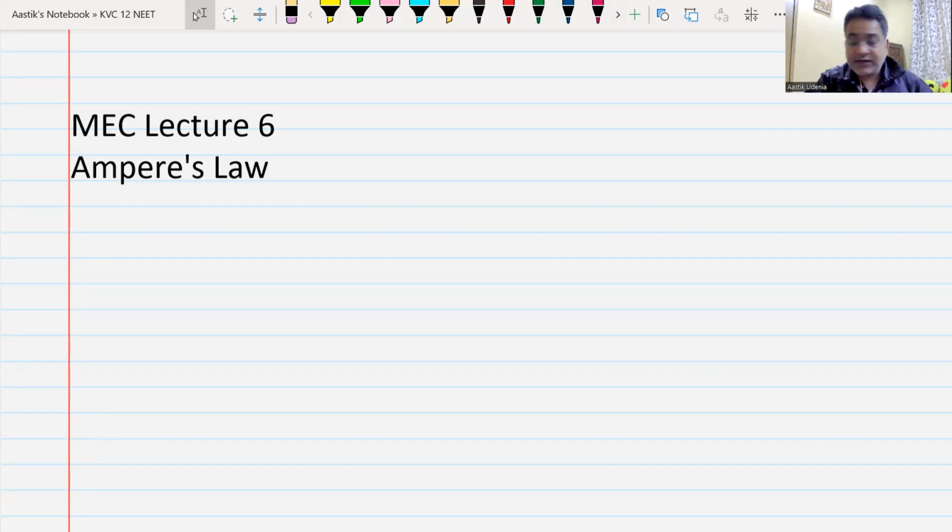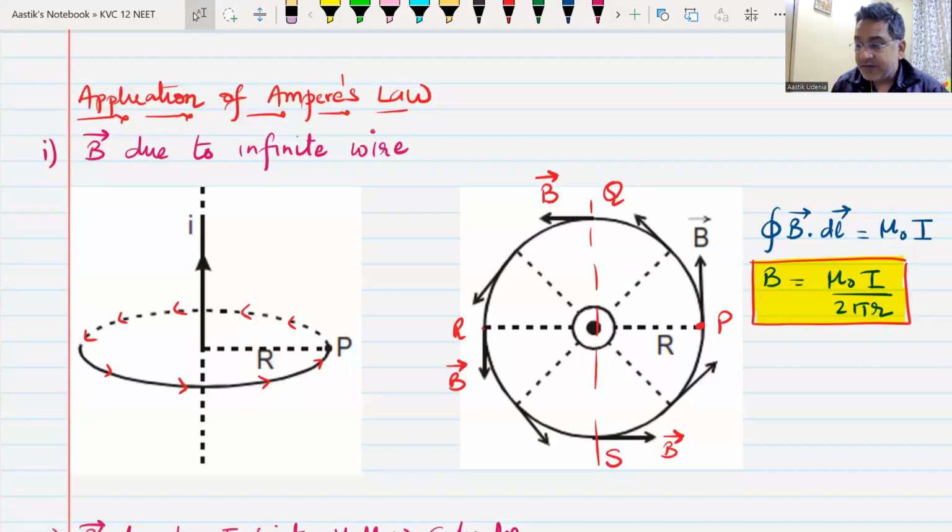If you remember, in the last class, we had seen the particular cases where you can use Ampere's law to find out the magnetic field. We saw we can use Ampere's law to find the magnetic field of an infinite wire, mu naught I by 2 pi r. Do we remember this? We have seen this formula before, and we saw it once again.